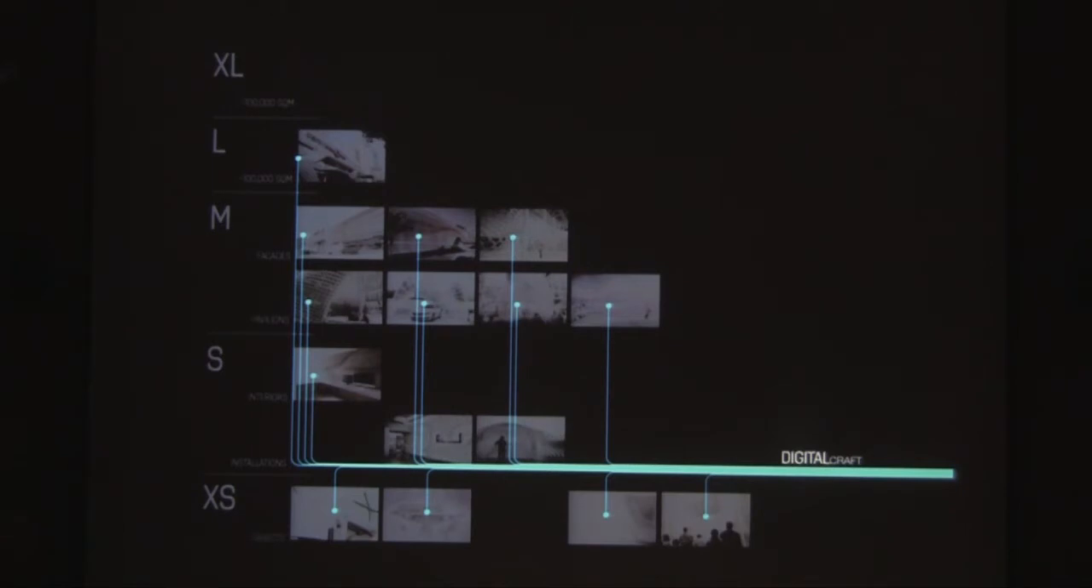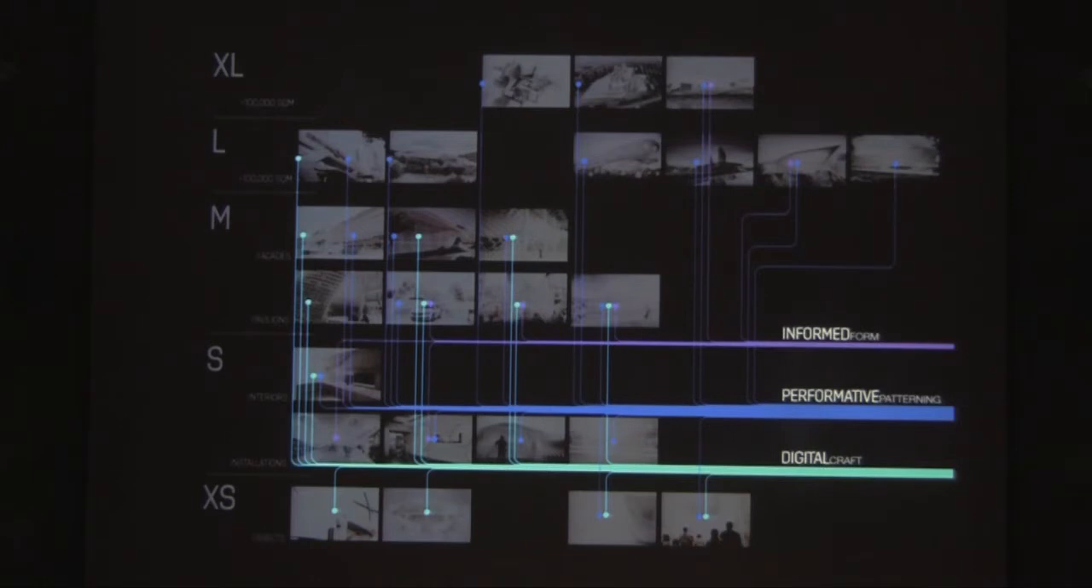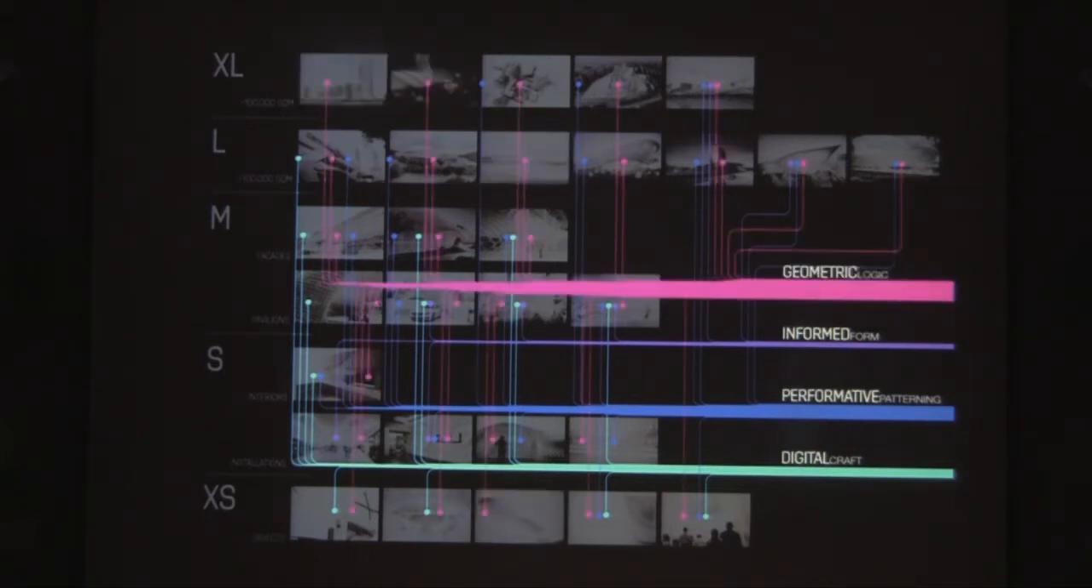One is digital craft. I like to make up terms, so digital craft is one of them. Performative patterning is another. Informed form is something else that we are talking about a lot. I'll talk about all of these later, so I'm just going to introduce them right now. But the one that is really the universal strand that ties all of our work together is this idea about geometric logic.